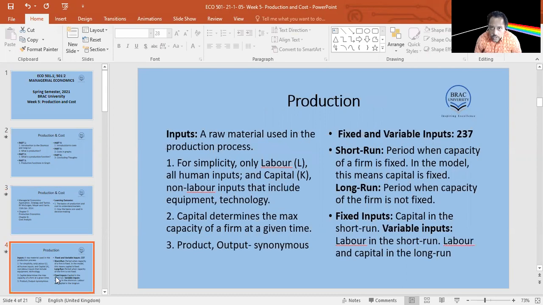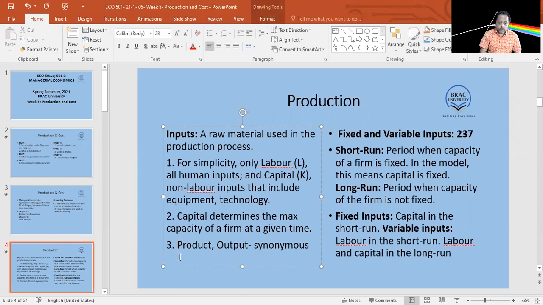So we start part 1. What do we understand by production in economics? Over here, we've said that product and output, these two terms are going to be used synonymously. Although we are going to use the word production, actually we're going to refer to output.